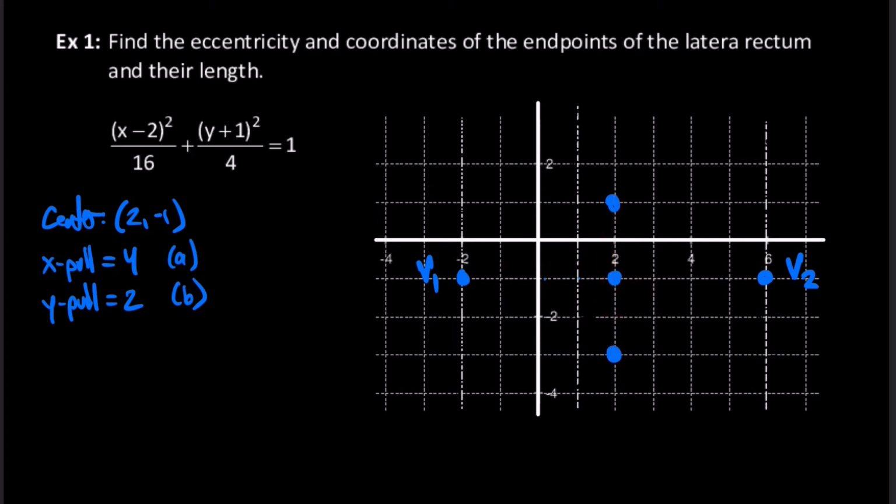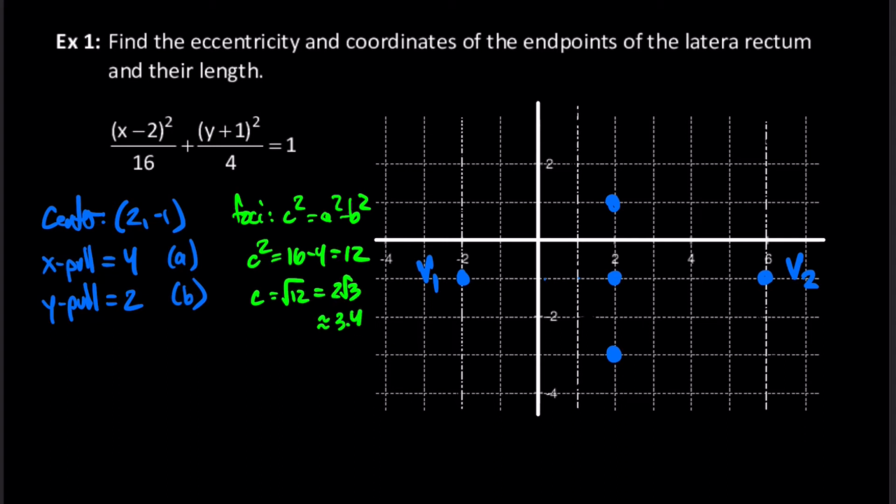Now what I need to do next, I need to get the coordinates of the foci. So if you remember foci, it's going to be c squared equals a squared minus b squared. So I've got c squared equals 16 minus 4, which is 12. So c equals square root 12, which is 2 radical 3, which is approximately, I'm going to call it 3.5 for graphing purposes. So 1, 2, 3, right there would be F1. 1, 2, 3, and about right there would be F2.